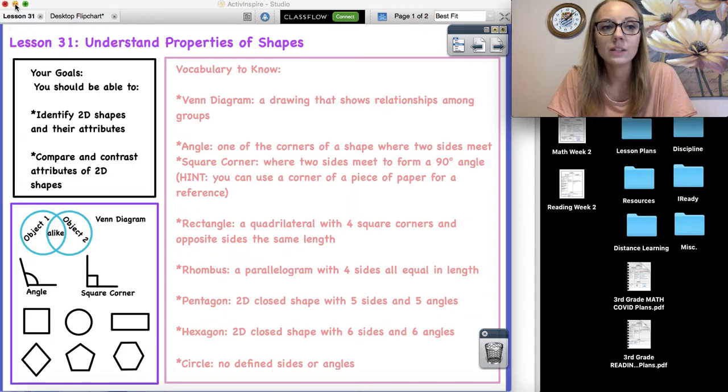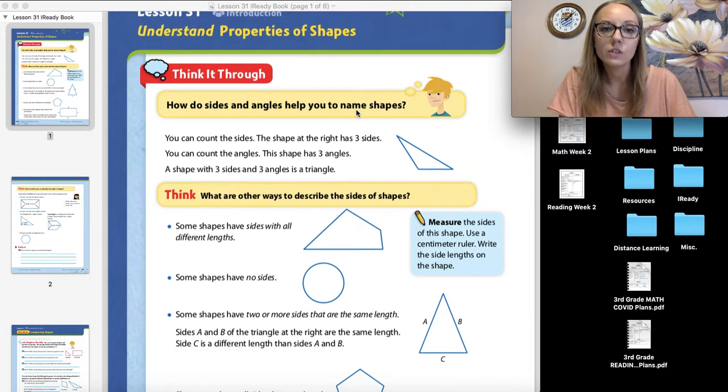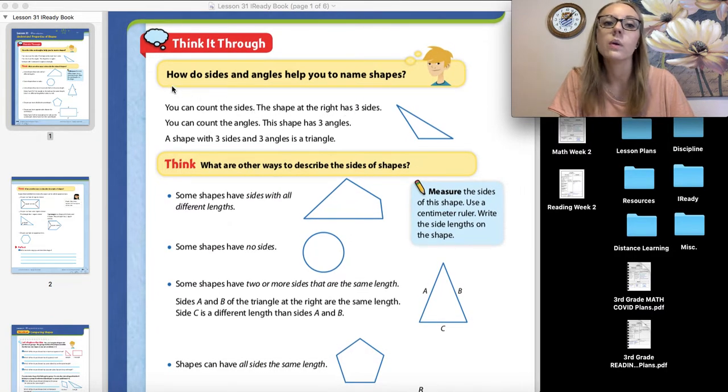All right, so let's look in your book. You're going to be working, again, lesson 31. It's pages 332 and 333 in your book. So it's called Understanding Properties of Shapes. It says, think it through. How do sides and angles help you name shapes? You can count. If you're going to name a shape, you can count the sides. You can count the angles. That's pretty much your criteria for naming a shape.